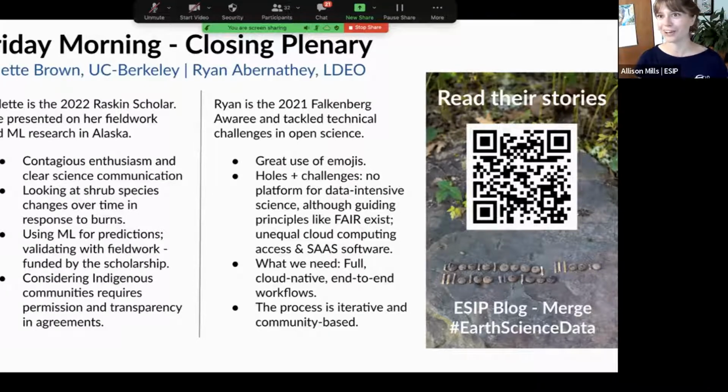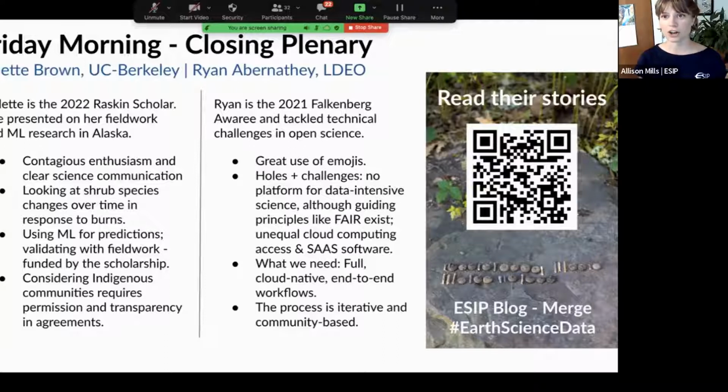Colette in particular, her enthusiasm for everything was just very contagious, and I wanted to go research in Alaska with her, and I really felt like the commentary that she offered, particularly about how to include Indigenous partners in research, was really important in emphasizing permission and transparency in that work.